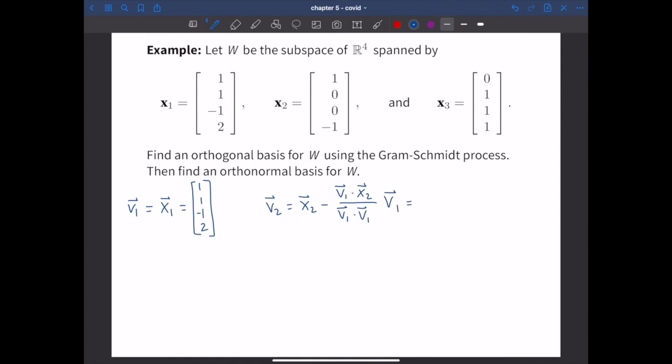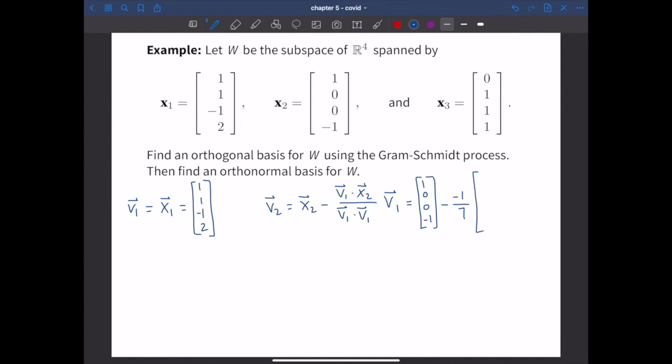And that's going to be x2 minus this, so we're doing the dot product of x2 with v1. That's going to be 1 minus 2 is minus 1 upstairs, and then downstairs we have v1 dot v1, so that's going to be 1 plus 1 is 2, 3, it's going to be 7, if I'm so bold as to wager a guess.